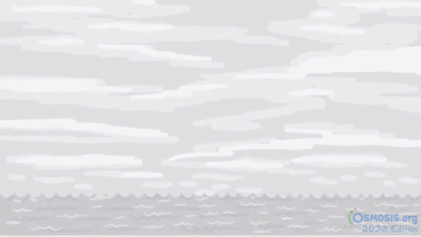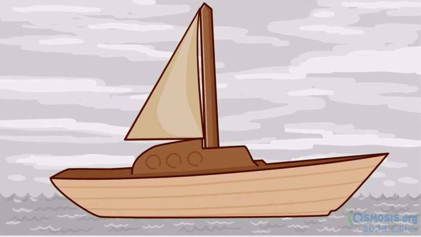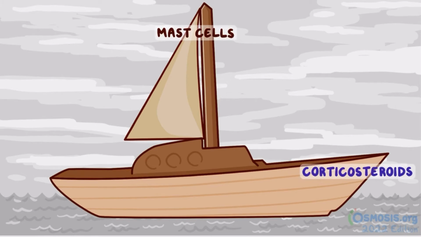We want to make a simple and fun mnemonic that'll help you efficiently memorize and retain all these pharmacology facts. Let's start with a sailboat with a large mast for mast cells. On the bow of the ship is our corticosteroids. Since they all have son in their name, let's use a group of boys to represent them.